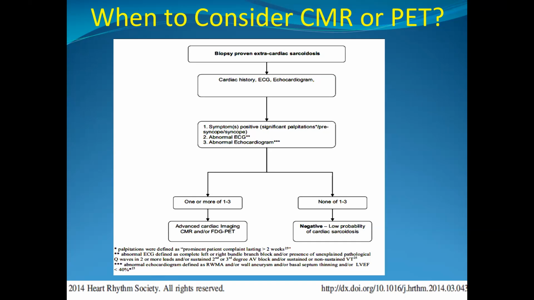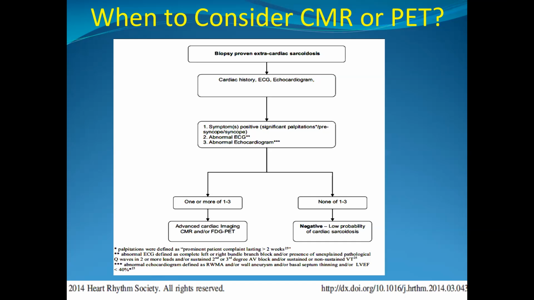Typically, if you have a completely normal CMR, unlikely to have cardiac sarcoid, except in some unique situations, for example, like VT or complete heart block. Those are a very high likelihood of isolated cardiac sarcoidosis in the right clinical setting.